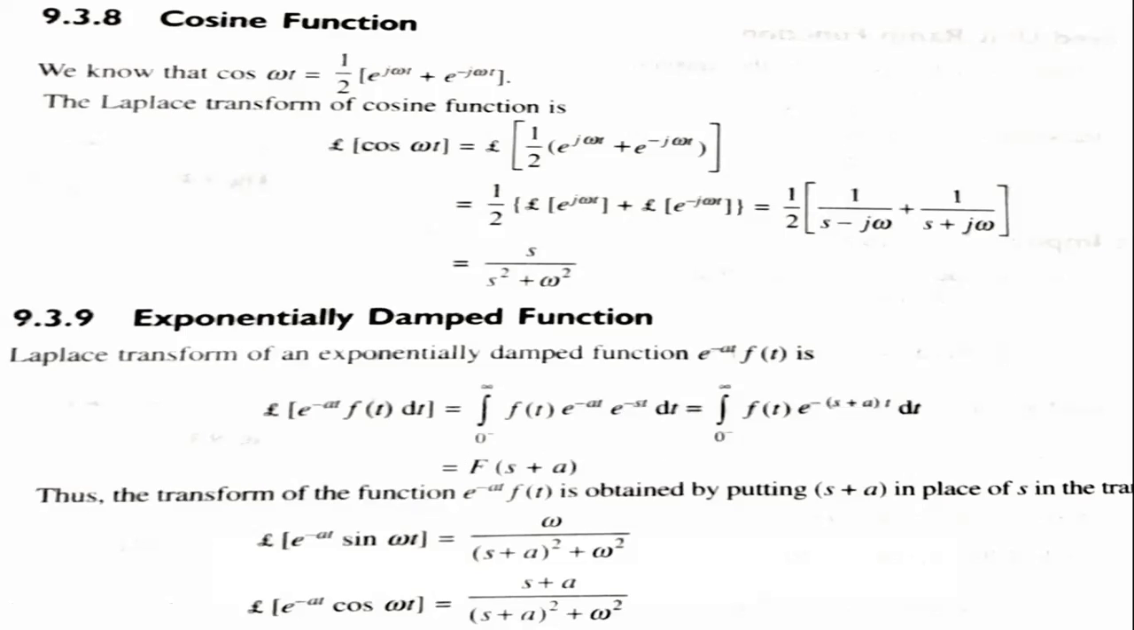Later on, whenever you are doing the transformation of the function e raised to the power minus at times f of t, it is obtained by putting s plus a. Why are we putting s plus a? Because in this case we get s plus a. Substitute the value. Whenever you have sine and cosine, if it is Laplace of e raised to the power minus at sine omega t, the final function will be omega divided by the bracket s plus a squared plus omega square. See the difference. And whenever you have the cosine function and want to convert it into the Laplace, it will be s plus a divided by s plus a whole square plus omega square.